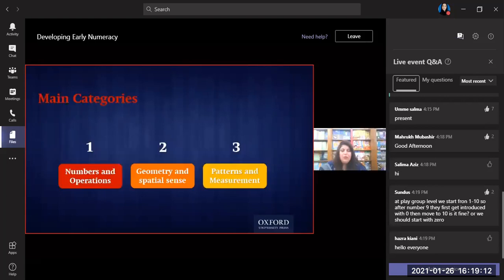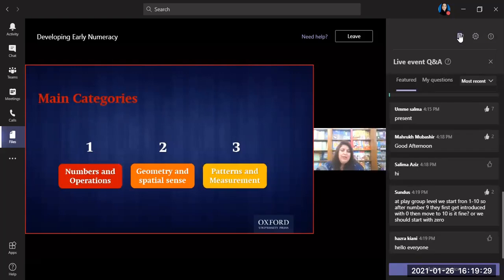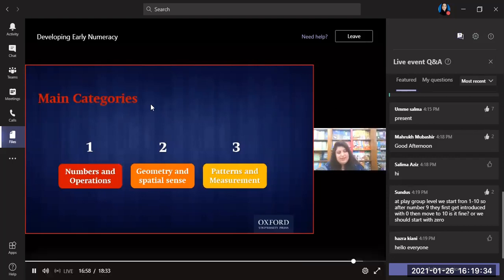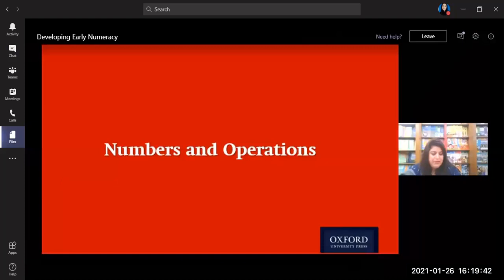So we'll be discussing three main areas which are very important as far as the toddlers are concerned. The first area would be number and operations. Then we will be discussing geometry and spatial sense. And thirdly, we'll be discussing patterns and measurement. So all these areas are very important when we are talking about early numeracy skills. So number and operations.